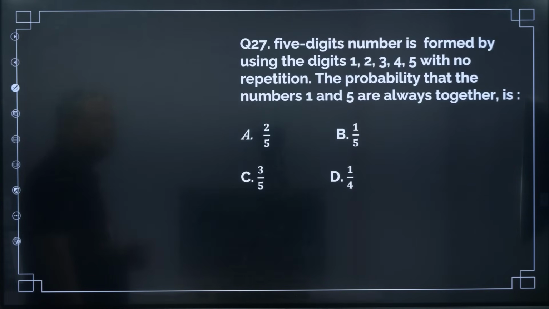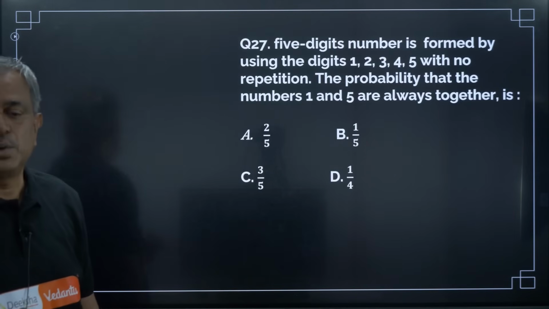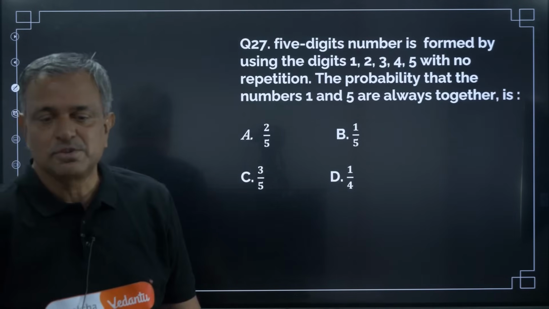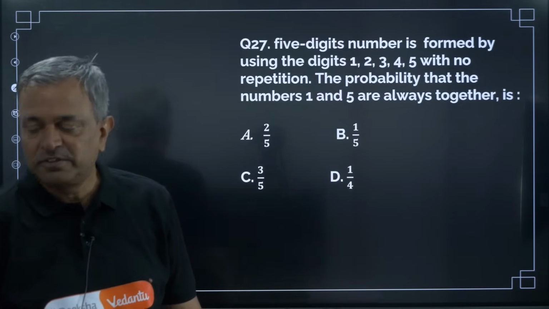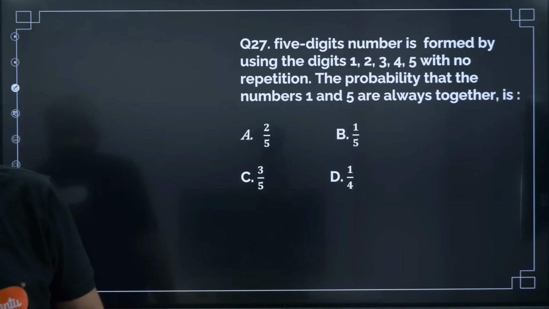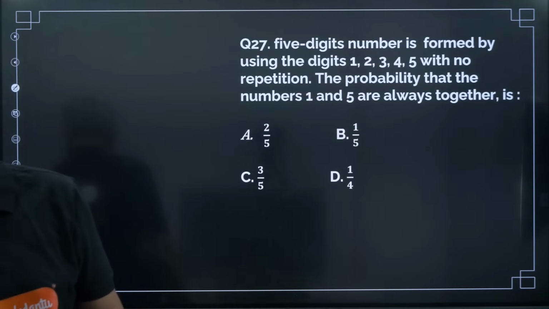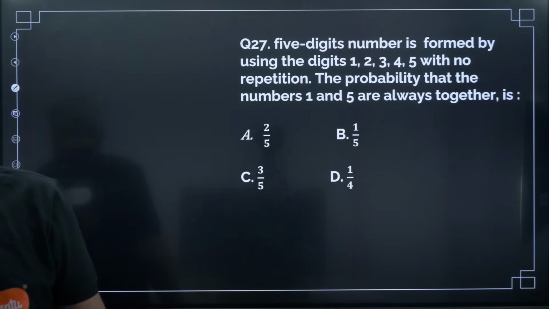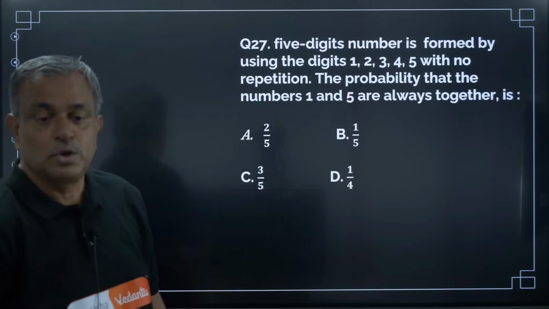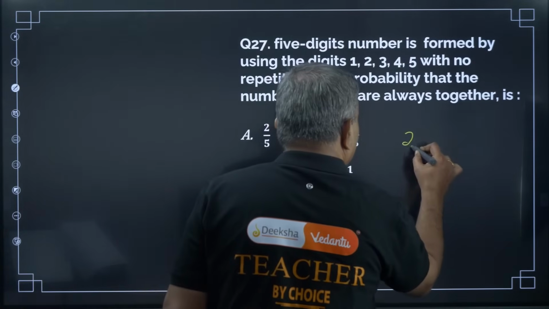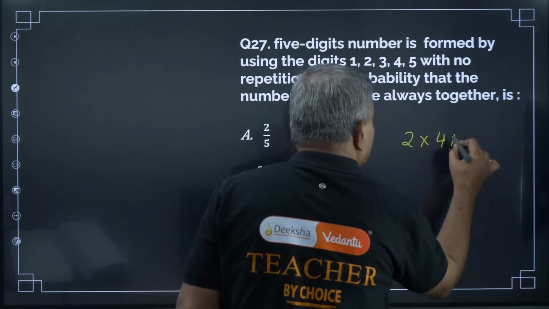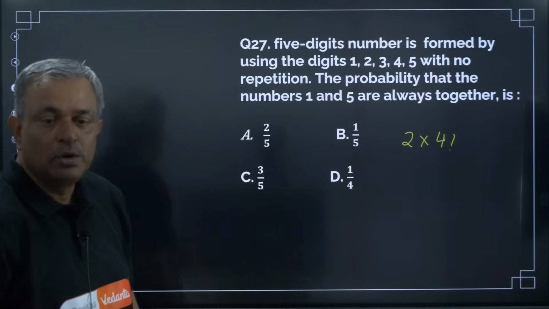5-digit numbers are formed using 1, 2, 3, 4, 5 with no repetition. Probability that the numbers 1 and 5 always come together. See, 5-digit numbers. So okay, the total number of possible 5-digit numbers in which 1 and 5 are always together is equal to 2 into 4 factorial.